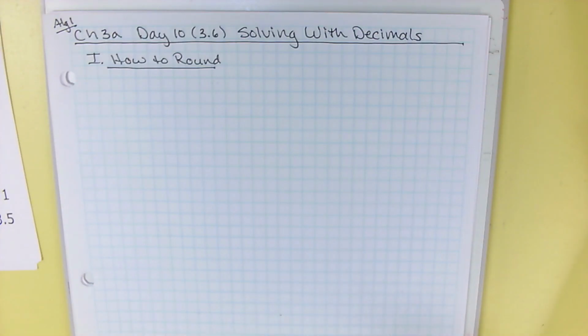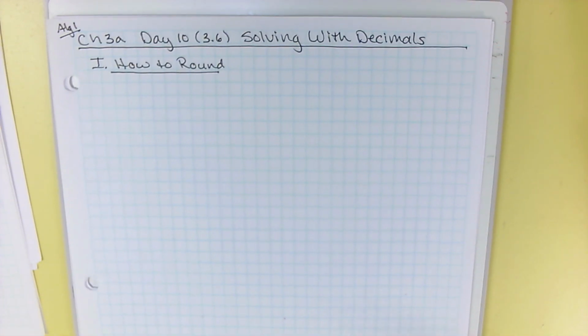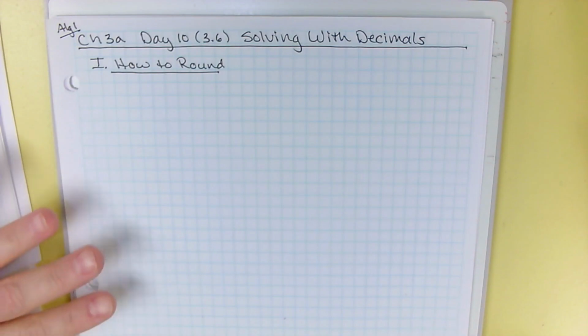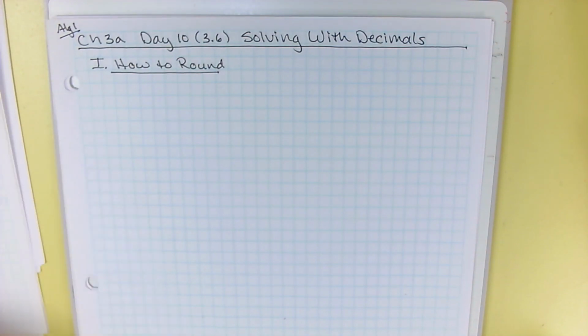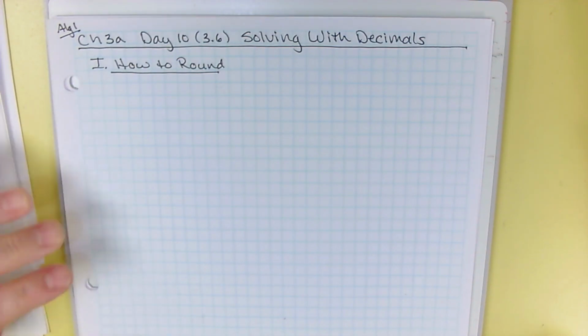Good morning. We are going to do Chapter 3a, Day 10, Solving with Decimals. And we're going to review some of the basics of decimals just so that we have those foremost in mind when solving equations with decimals. So Roman numeral 1, how to round a decimal.